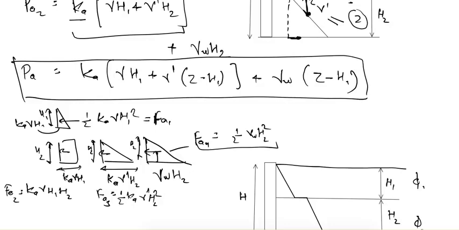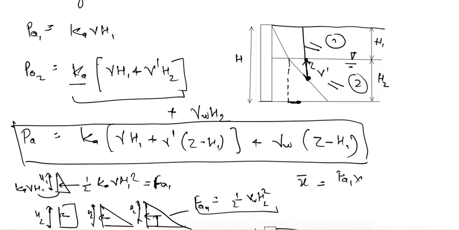Force will be the summation of these forces, but the location of the resultant will be given as x bar is equal to Fa1 into its CG's distance. So we can take the moment from this level, let's say from here. For this first part the CG would be H2 plus H1 by 3. So that is Fa1 into, let's say this is x1.